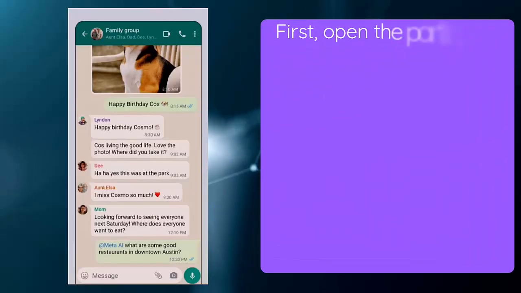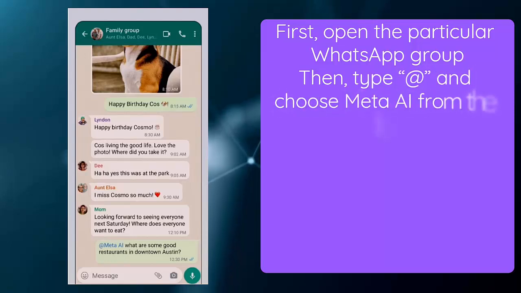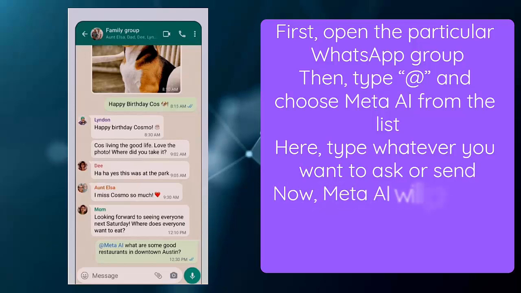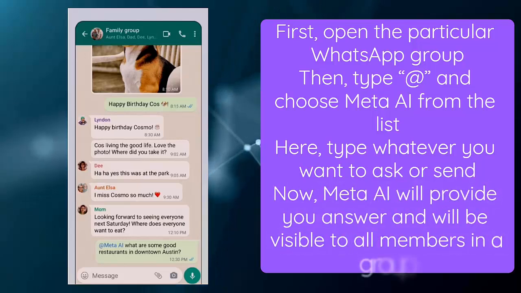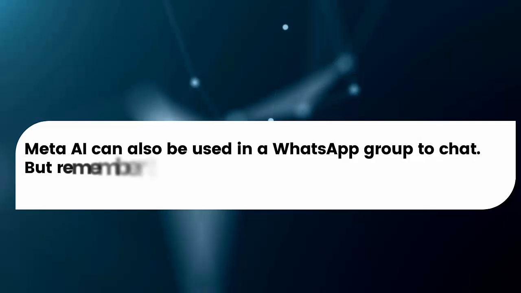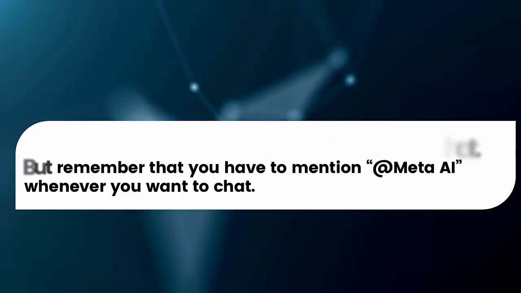How to chat with Meta AI in a group. First, open the particular WhatsApp group. Then, type @ and choose Meta AI from the list. Here, type whatever you want to ask or send. Now, Meta AI will provide you an answer and it will be visible to all members in the group. Meta AI can also be used in a WhatsApp group to chat. But remember that you have to mention @Meta AI whenever you want to chat.